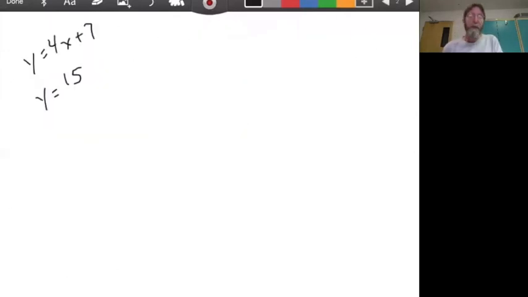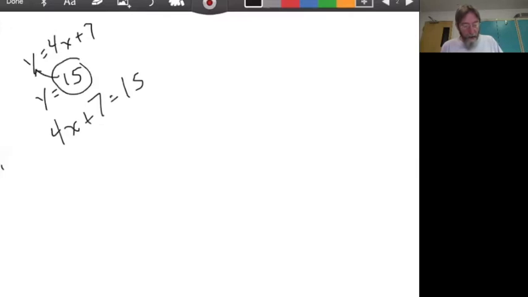So we've got these two equations. y is equal to 4x plus 7, and y is equal to 15. Well, if we know that y is equal to 4x plus 7 and y is equal to 15, then we know that 4x plus 7 has to be equal to 15. It's like we just took this 15 and substituted it in for that y, hence the name.